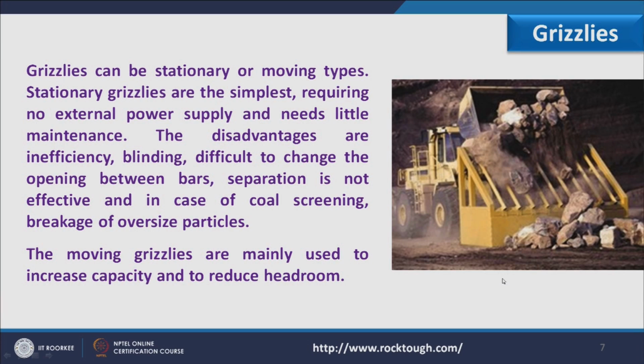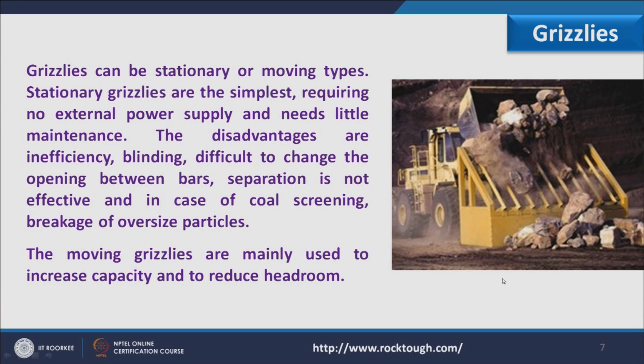However, it has some disadvantages, which are inefficiency, blinding, and difficulty in changing the opening between bars because they are fixed. Separation is not effective, and in case of cold screening, breakage of oversized particles may occur.